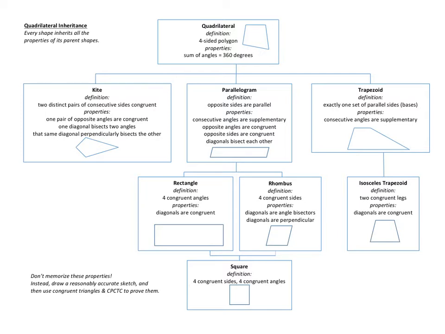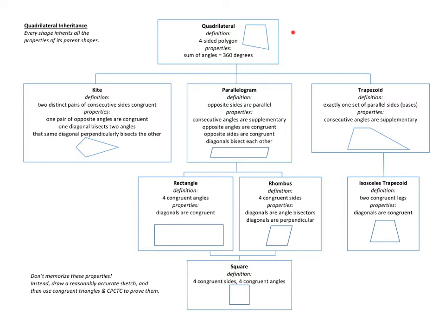And within the world of quadrilaterals, there are specific types. There are kites, there are parallelograms, and there are trapezoids. And then within the world of parallelograms, there are rectangles and rhombuses, and also squares. And in the world of trapezoids, there are isosceles trapezoids.